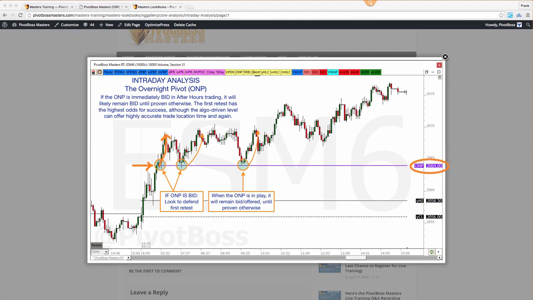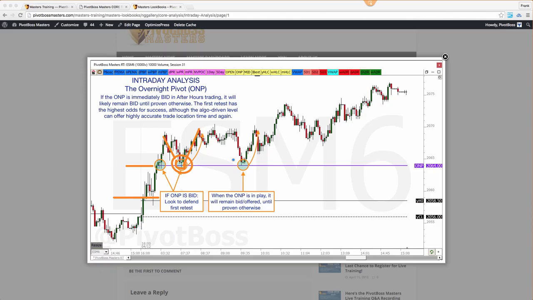Immediately goes bid up. Immediately goes bid, right? So if the pivot is bid, in this case the pivot is the overnight pivot, if the pivot is bid, look to defend the first retest. So when price comes back, it's defended and you rotate higher. And additional rotations will also be defended as well, especially if that level's in play.